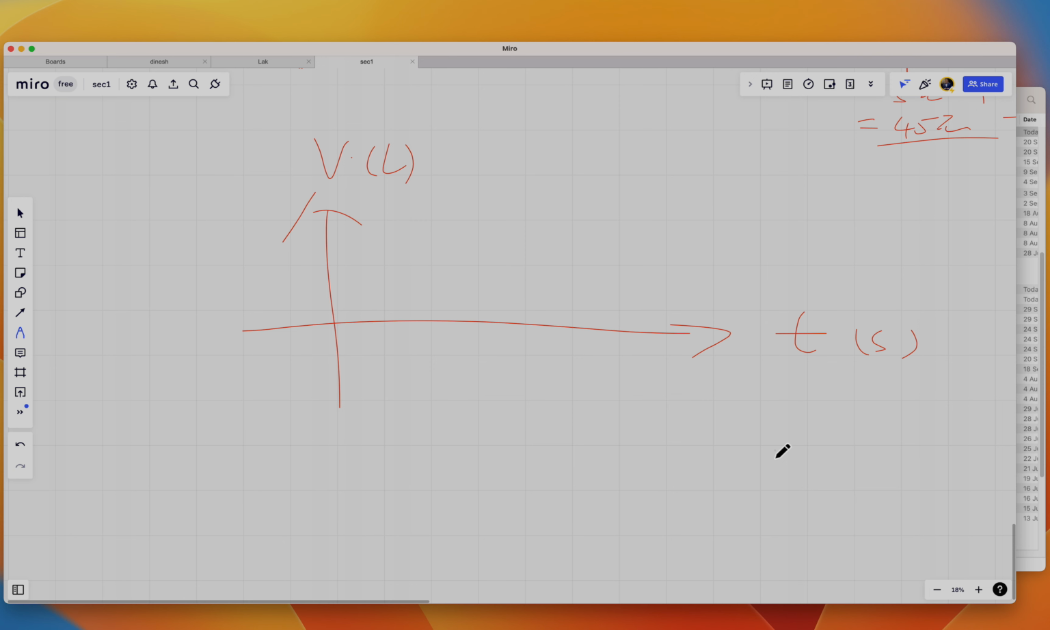Horizontal axis is T. That's how you decide which one is horizontal and which one is vertical. You cannot afford to make this mistake, because if you make mistakes like this, the whole thing is wrong.